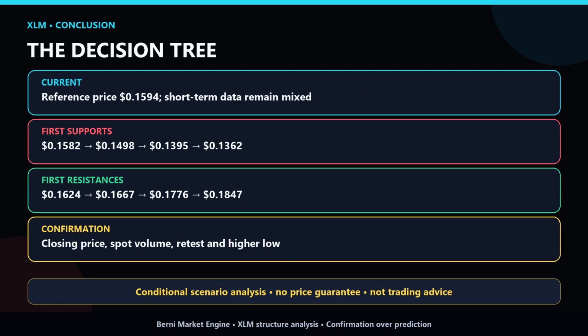In summary, the reference price is 0.159 US dollars. The first downside ladder is 0.1582 US dollars, 0.1498 US dollars, 0.1395 US dollars and 0.1362 US dollars. The first confirmation path upward is 0.162 US dollars, 0.1667 US dollars, 0.1776 US dollars and 0.1847 US dollars. Closing price, spot volume, the retest and a higher low matter most. This is scenario analysis and not trading advice.